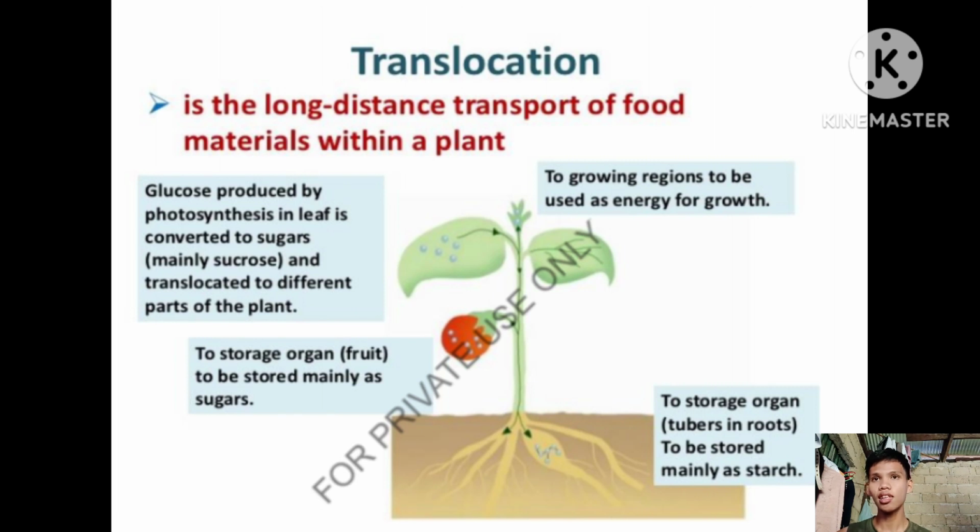Translocation is the long-distance transport of food materials within a plant. As shown in the figure, glucose produced by photosynthesis in the leaf is converted to sugars and translocated to different parts of the plant: to growing regions, to be used as energy for growth; to storage organs, to be stored mainly as sugars; and lastly, to storage organs, to be stored mainly as starch.